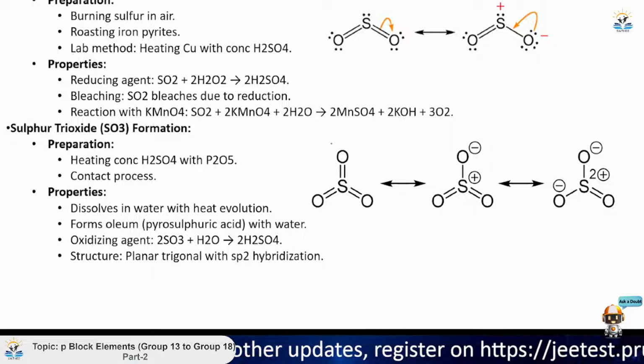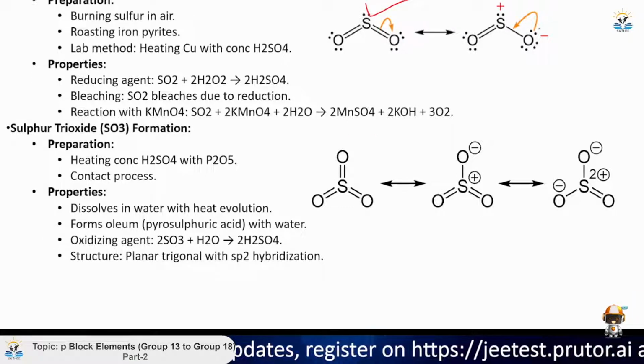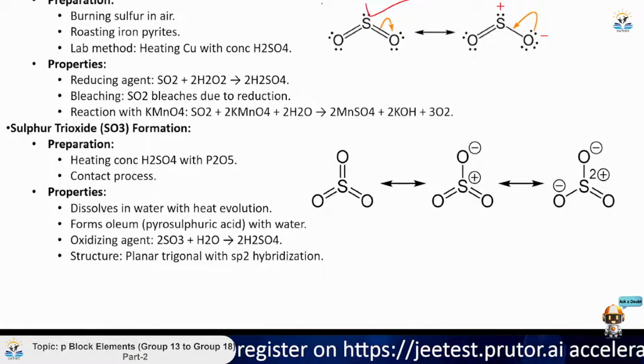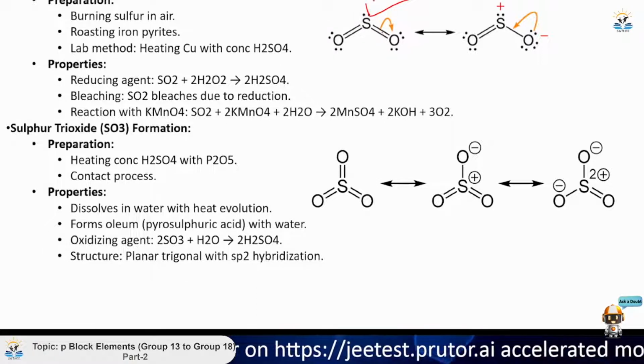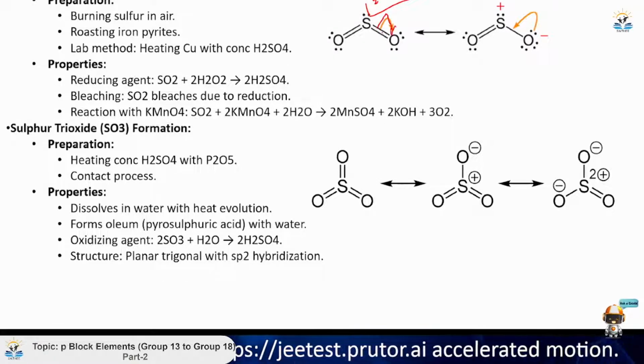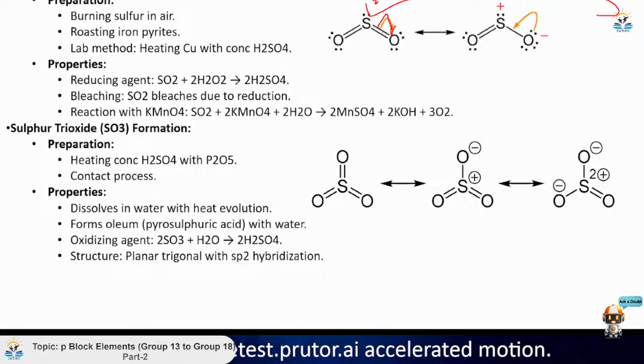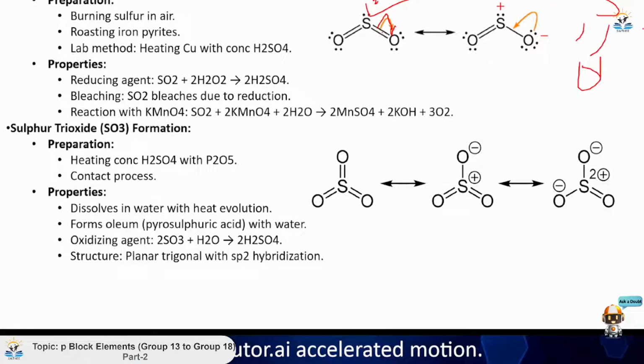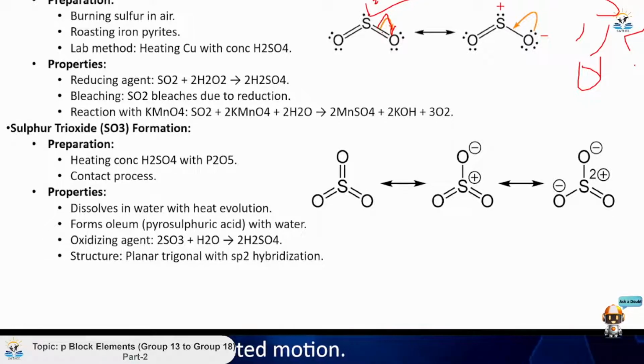Now sulfur dioxide has a structure like this, and obviously resonance is possible. At times you attack the sulfur and the oxygen goes over here, but generally sulfur dioxide has this structure, right? And sulfur dioxide is also a very common oxide that is present in group 16. We have seen it comes out in volcanic eruptions and a lot of other places, and we know that it can cause some serious lung and breathing disorders.